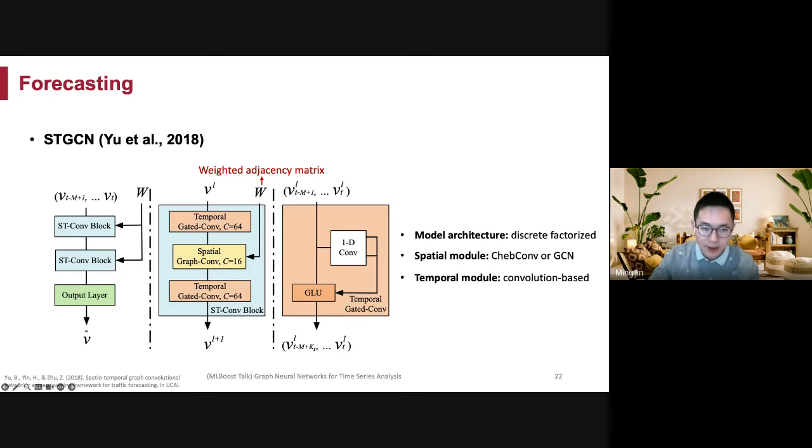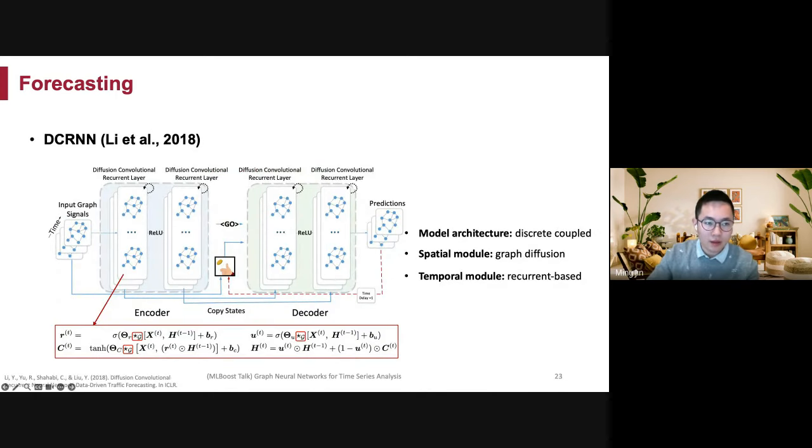And then temporal gated convolution again. If you have a look at this, you could find that the model architecture here is a very typical discrete factorized model. And the spatial module, as I mentioned, you could use these two or other GNNs. It's not that important, but to find the suitable way to model the dependencies between different variables. And for the temporal module here, it used the convolution based approach, and this is an early work, very classic. And another one is the DCRNN. This method is built upon an encoder decoder architecture, and given a time series, each block in the encoder as well as in the decoder is called the diffusion convolution recurrent layer.